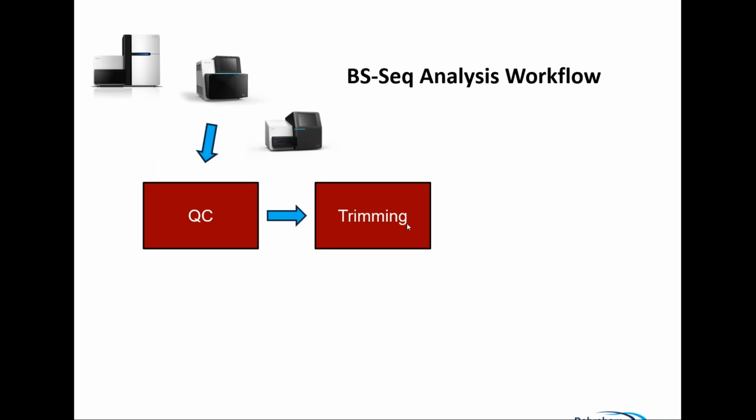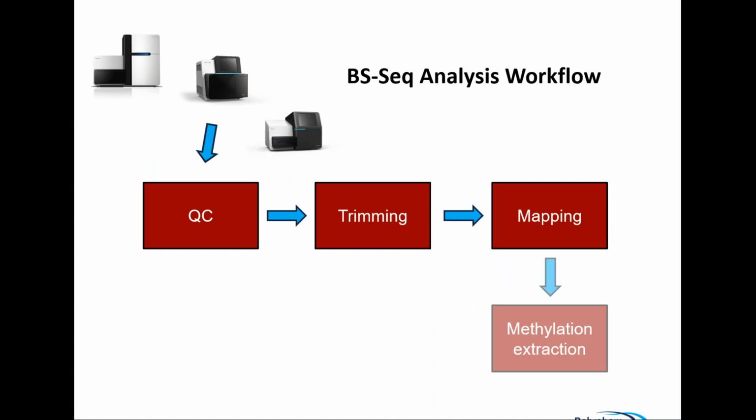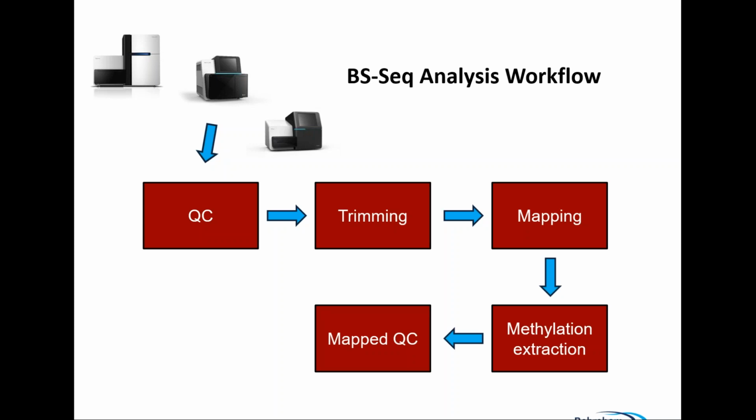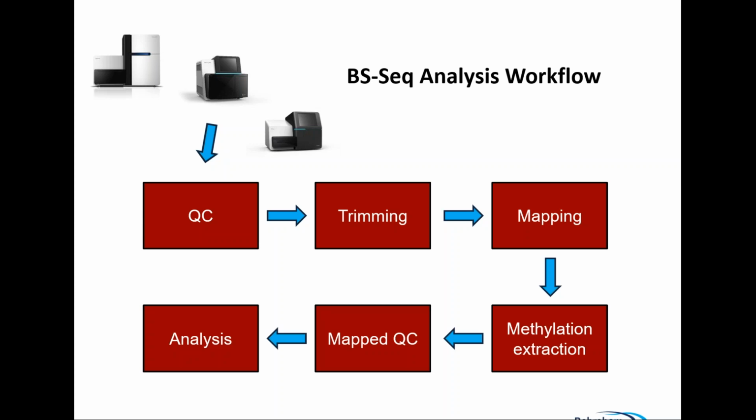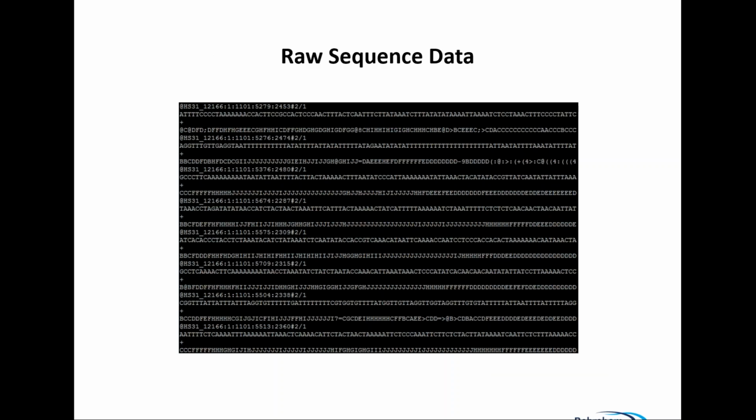Now, again, we're going to talk in a bit more detail about the QC, trimming and mapping steps. And then after the question and answer session, we talk a bit more about methylation extraction, some different means of doing quality control after mapping, and then you can proceed doing your analysis. So I'm not quite sure how much you know about sequencing. I'll just keep it very brief.